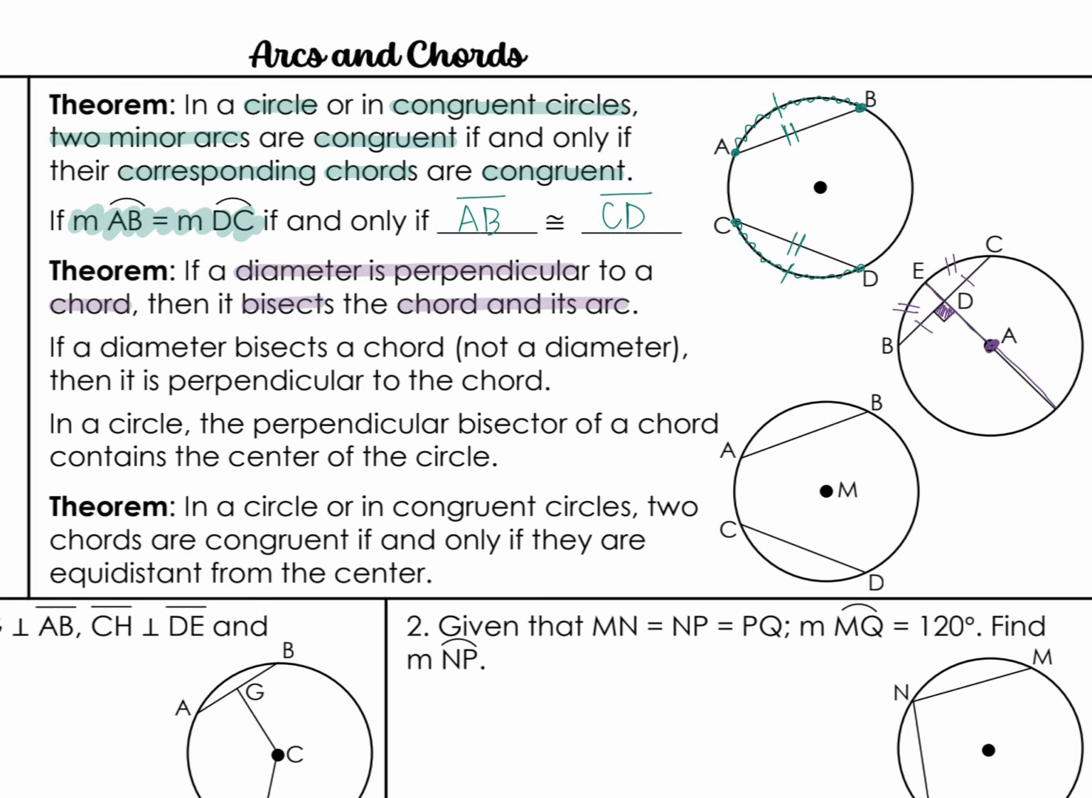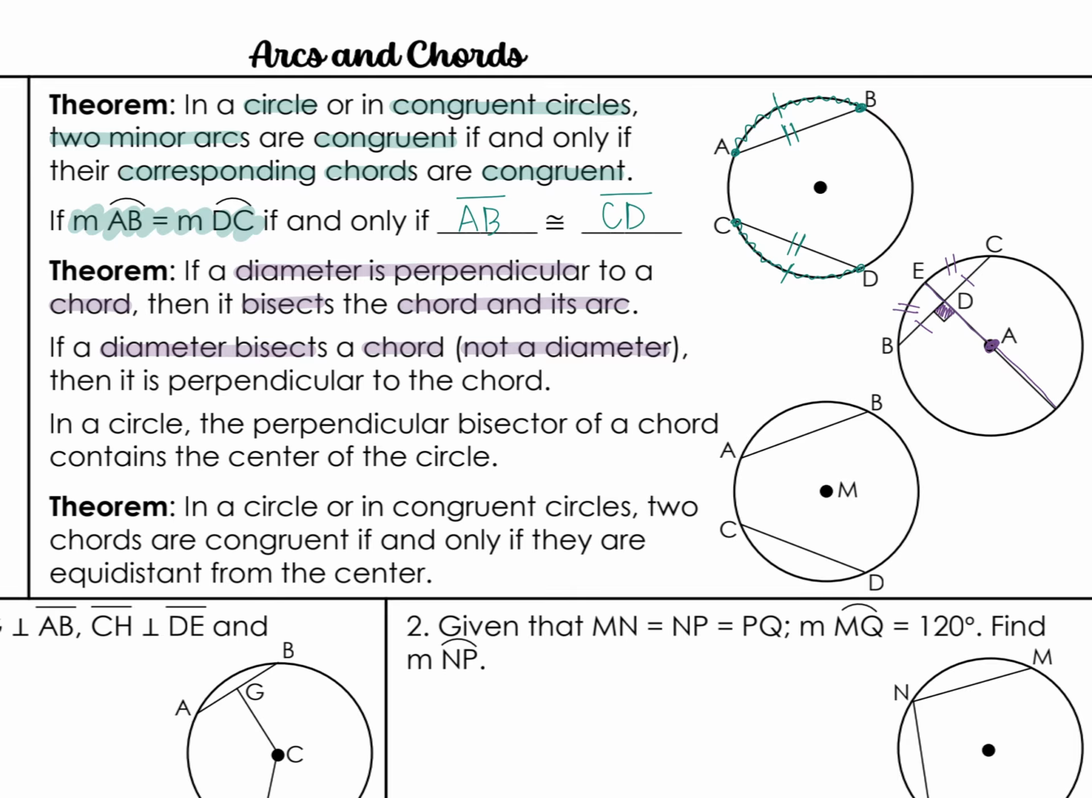Then we have if a diameter is going to bisect a chord, and to clarify, that chord should not be another diameter. So just to mention this, a diameter is going to have endpoints on the circle with it going through the center. A chord is just a segment that has 2 endpoints on the circle, but it doesn't specify it has to go through the center. So technically, the longest chord in a circle is your diameter.